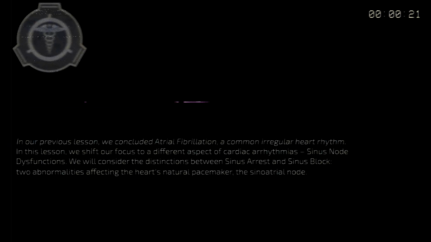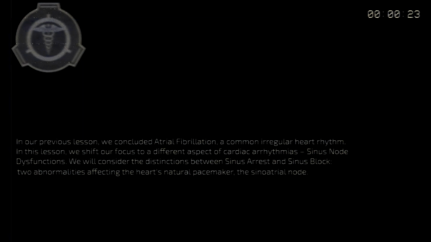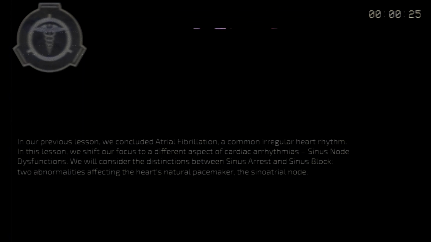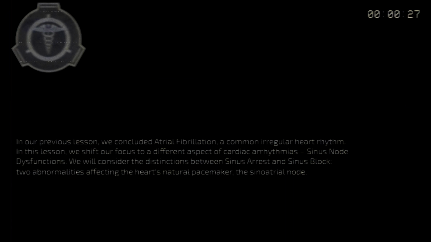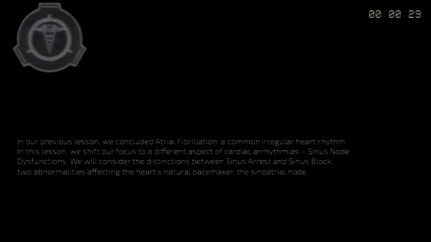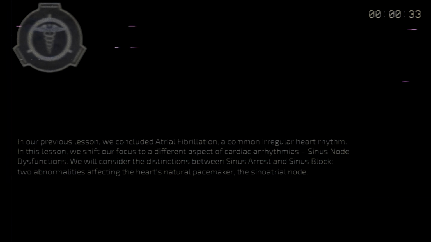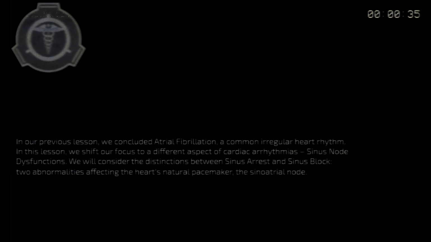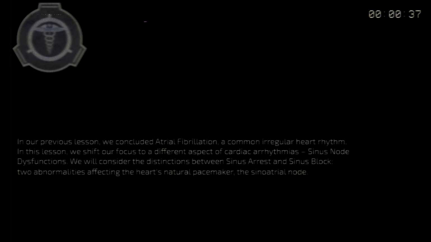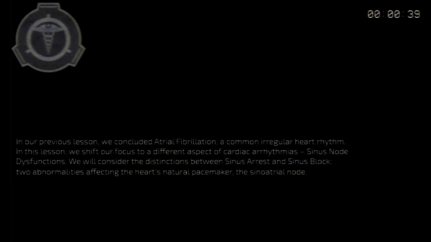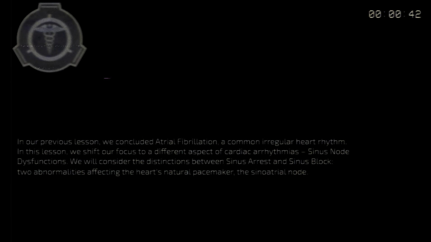In our previous lesson, we concluded atrial fibrillation, a common irregular heart rhythm. In this lesson, we shift our focus to a different aspect of cardiac arrhythmias, sinus node dysfunctions. We will consider the distinctions between sinus arrest and sinus block, two abnormalities affecting the heart's natural pacemaker, the sinoatrial node.